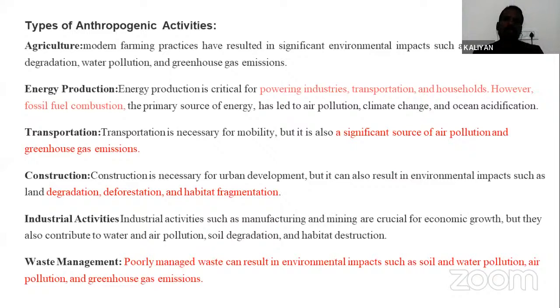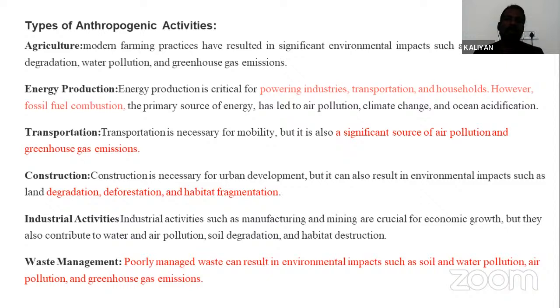And transportation creates more impact on the environment and air pollution. And construction: for urban development, we create more infrastructure, which affects land degradation. They cut the trees and create buildings there. There is deforestation and habitat fragmentation.